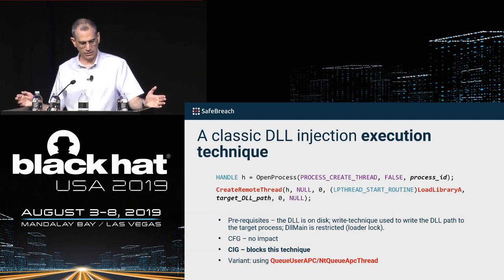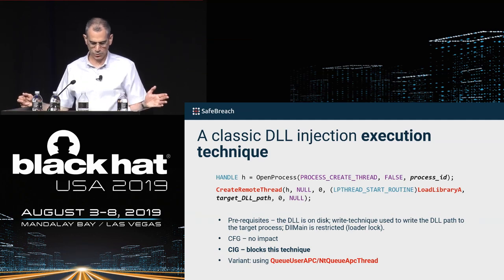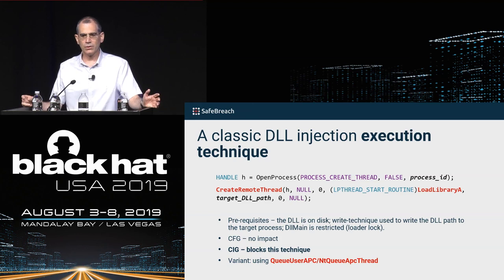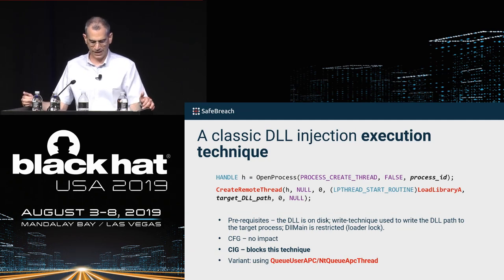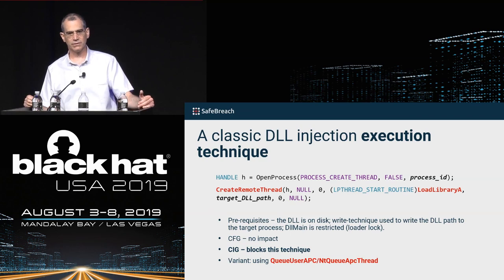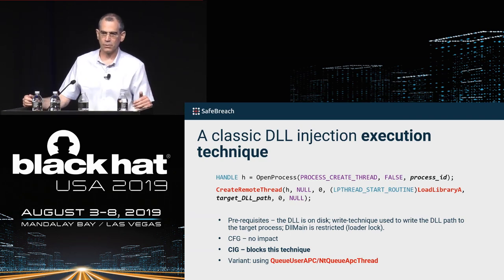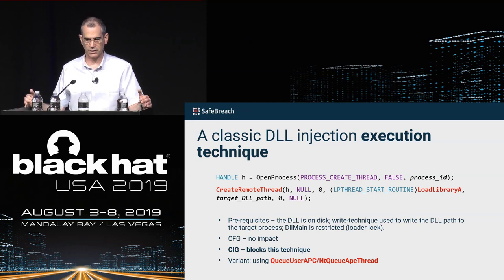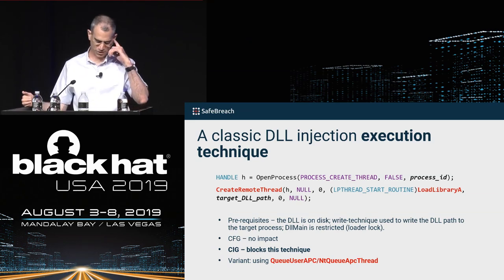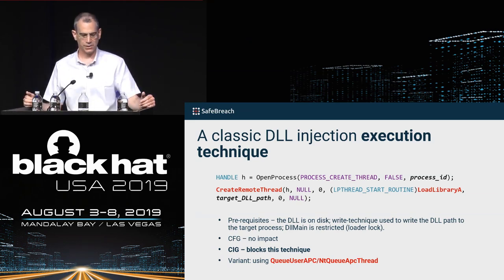The prerequisites are pretty obvious. The DLL should be on disk. We need to have a writing technique to write the DLL path to the target process. Interestingly, the execution occurs because the loader runs DllMain during loading of the DLL, and this DllMain function is restricted because it's executed under the loader lock. So there are several restrictions. There's a URL in our paper that provides information from Microsoft on what those restrictions are. Nevertheless, it's still very useful.